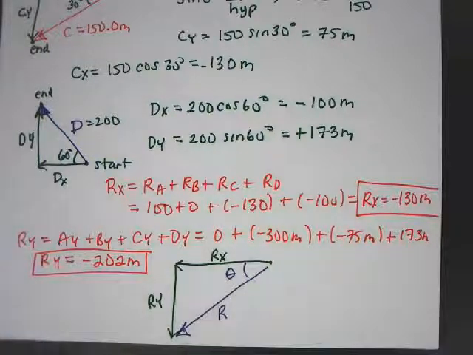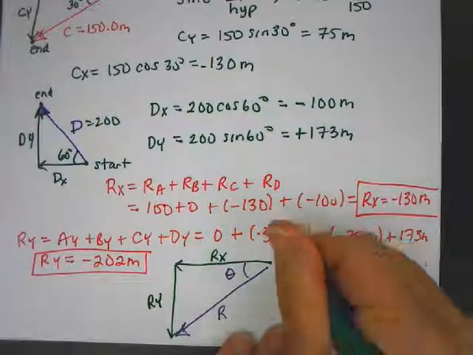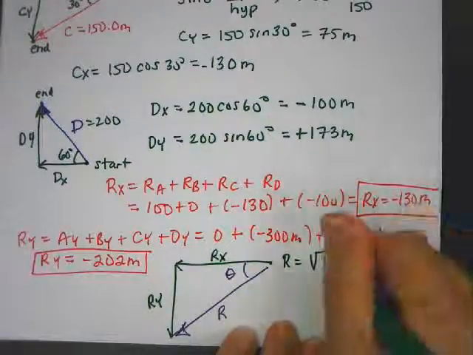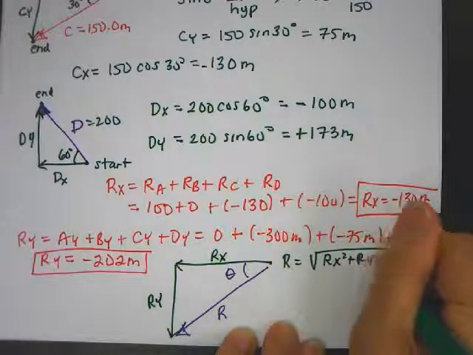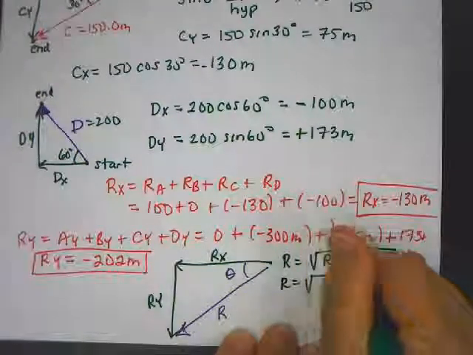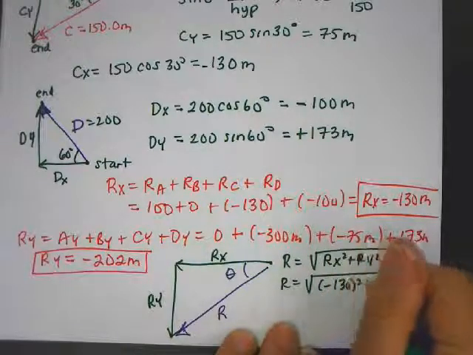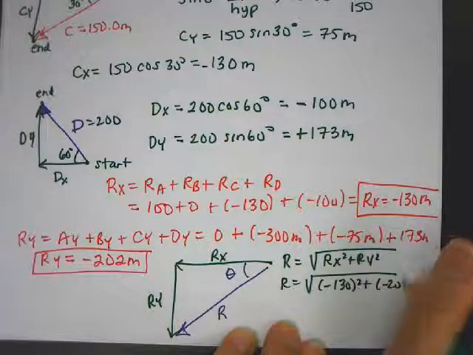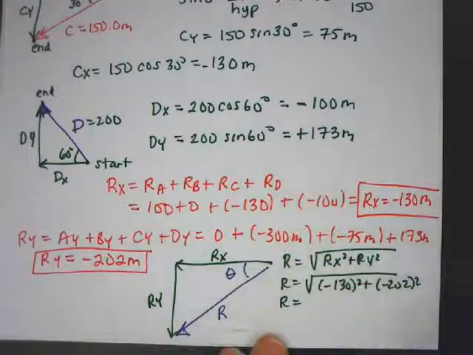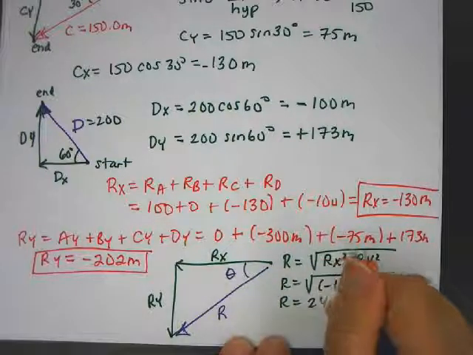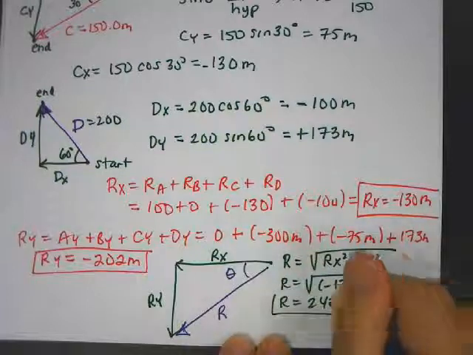Now remember, my resultant has to have both magnitude and direction. So this is a right triangle, so R is equal to the square root of Rx squared plus Ry squared, which is the square root of negative 130 squared plus negative 202 squared. So R is equal to 240. But I still need to find the direction.